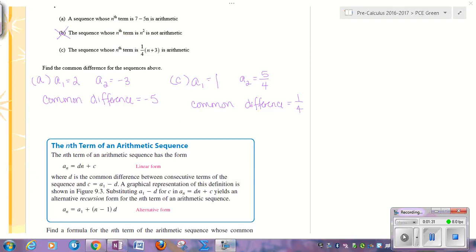Okay, so if you take a look in part A, the first term was 2, the second one was -3, giving you a common difference of -5. In order to get from 2 to -3, I have to subtract 5. In part C, the first term was 1 and the second term was 5/4. So in order to get from 1 to 5/4, we have to add a fourth to that.